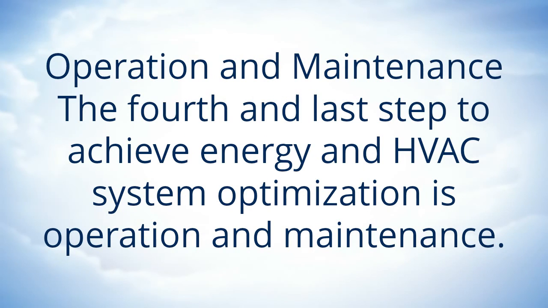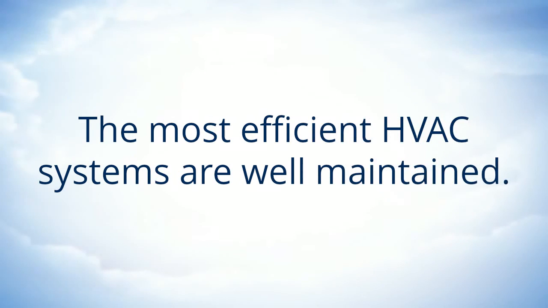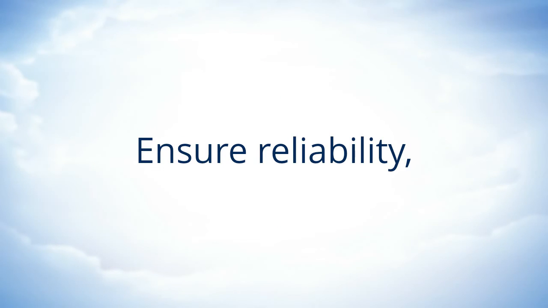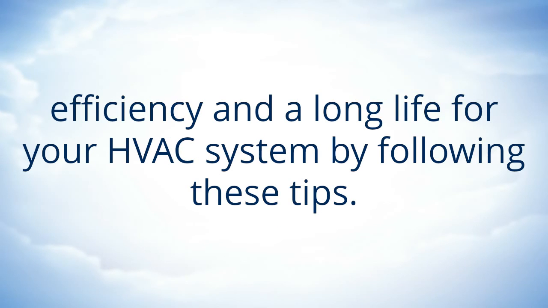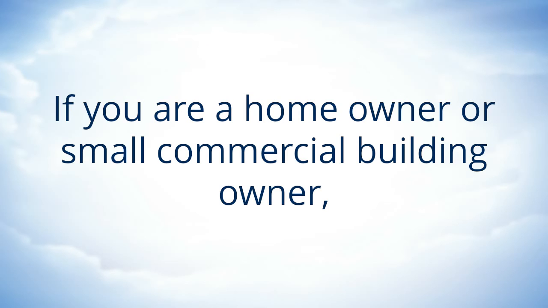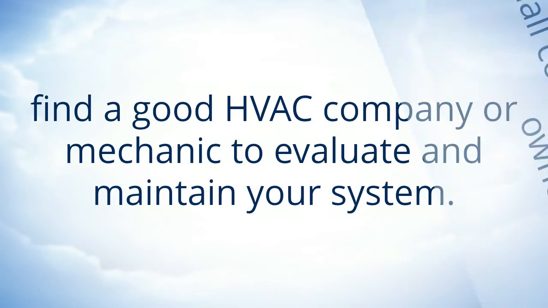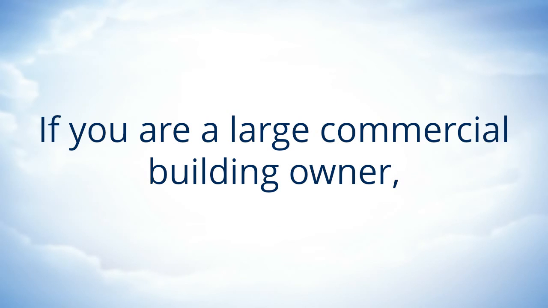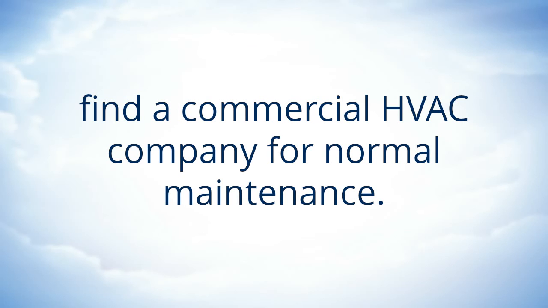Operation and maintenance: the fourth and last step to achieve energy and HVAC system optimization is operation and maintenance. The most efficient HVAC systems are well maintained. Ensure reliability, efficiency, and a long life for your HVAC system by following these tips. Find a qualified consultant you trust. If you are a homeowner or small commercial building owner, find a good HVAC company or mechanic to evaluate and maintain your system. If you are a large commercial building owner, find a commercial HVAC company for normal maintenance.